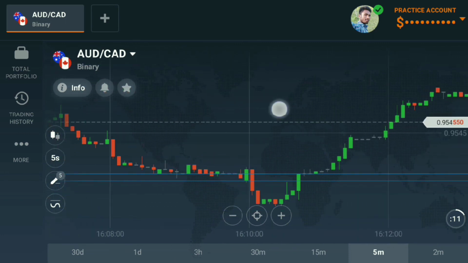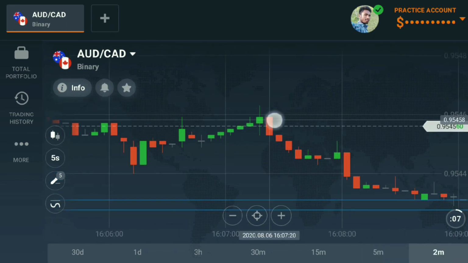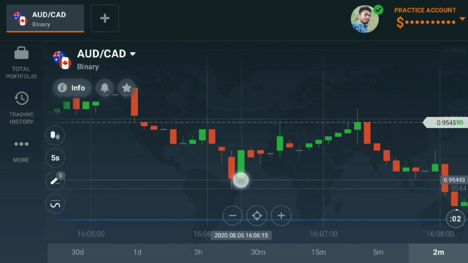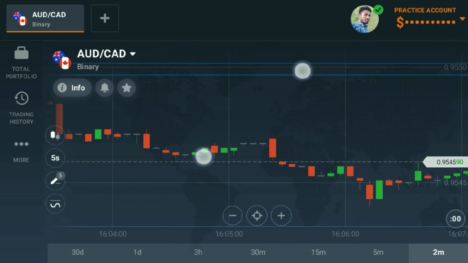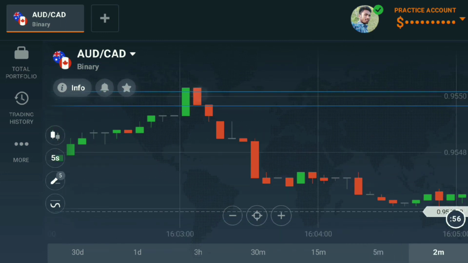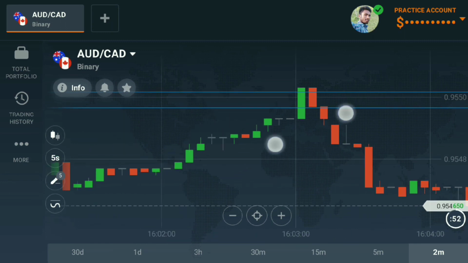Here we can see this type of confirmation, the red candle, this type of confirmation is very good. This type of confirmation, the green one, is very good. So always take confirmation. This red candle is also a very good confirmation, so always take this type of confirmation to trade.